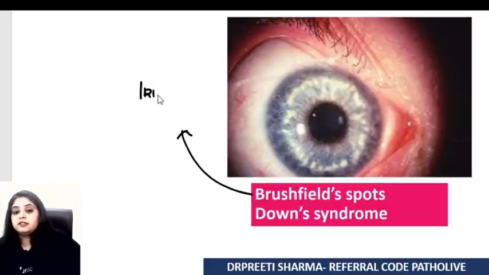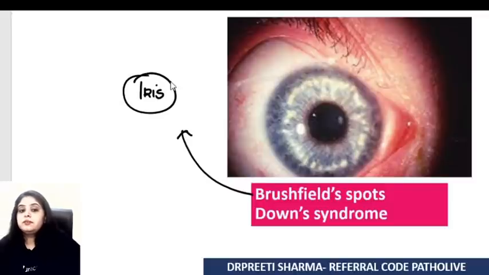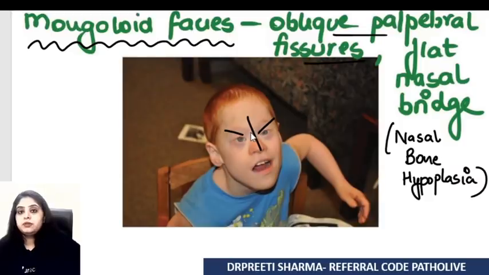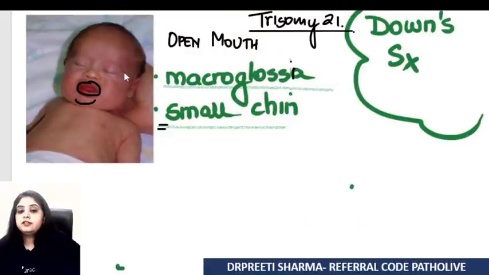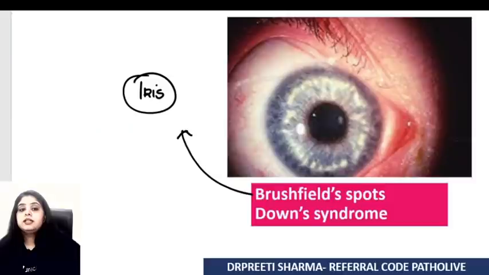They are seen in the iris of the eye. So this is another very important question. If I look at the overall facial profile, I see, number one, mongoloid faces. Second, their mouth is open because of the small chin and because of the macroglossia. Their eyes show me Brushfield spots. In which part of the eye? In the iris of the eye.